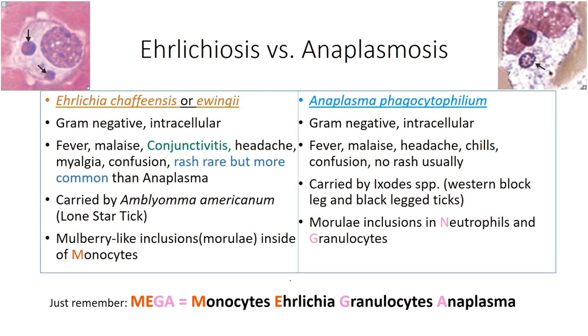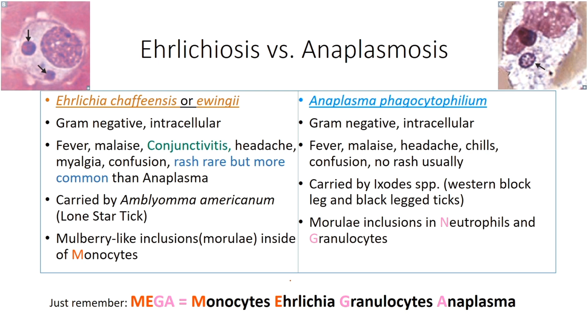So to differentiate these two, Ehrlichia chaffeensis and ewingii. Ehrlichia are gram-negative intracellular, causes fever, malaise, headache, myalgia, confusion. However, this one is more specific in that it has conjunctivitis as opposed to anaplasmosis. So be looking for something that has fever, malaise, a tick exposure, and then conjunctivitis. That might give you an extra hint, but don't choose it based on that, because anaplasmosis can have conjunctivitis in very rare cases. You want to get a little bit more information out of your stem.